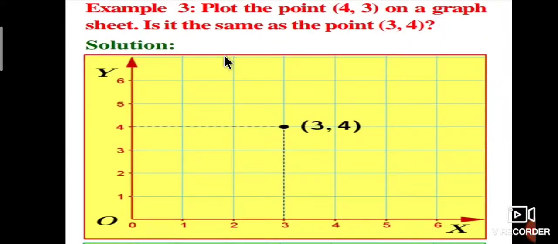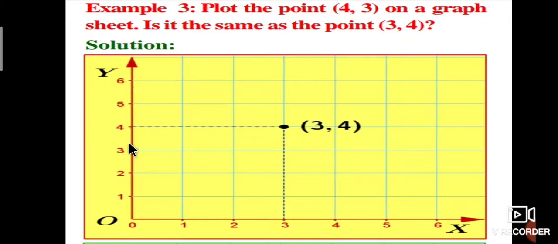Okay, next question is like that. Plot the point 4, 3 on a graph sheet. Is it the same as the point 3, 4? Okay, we have to observe that one.